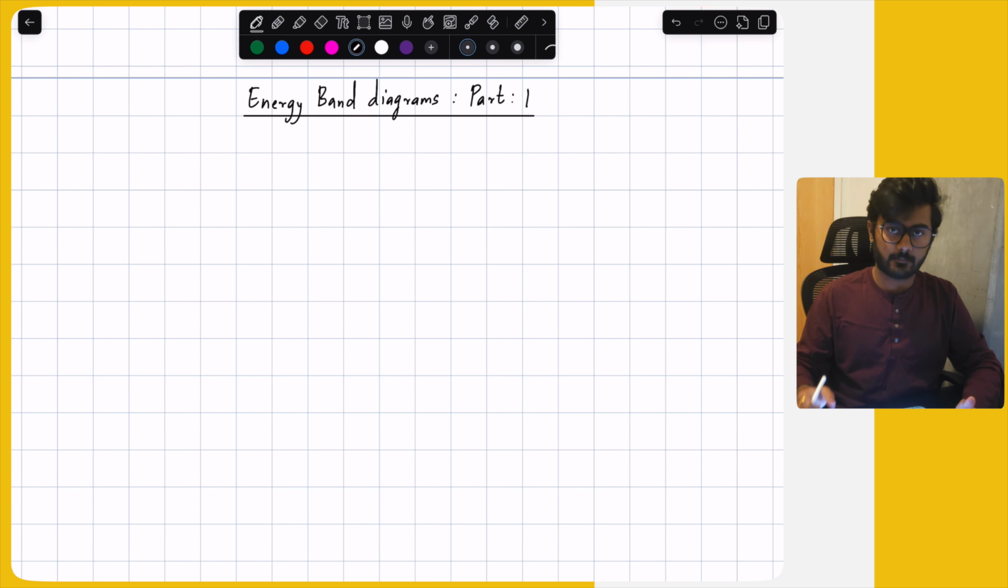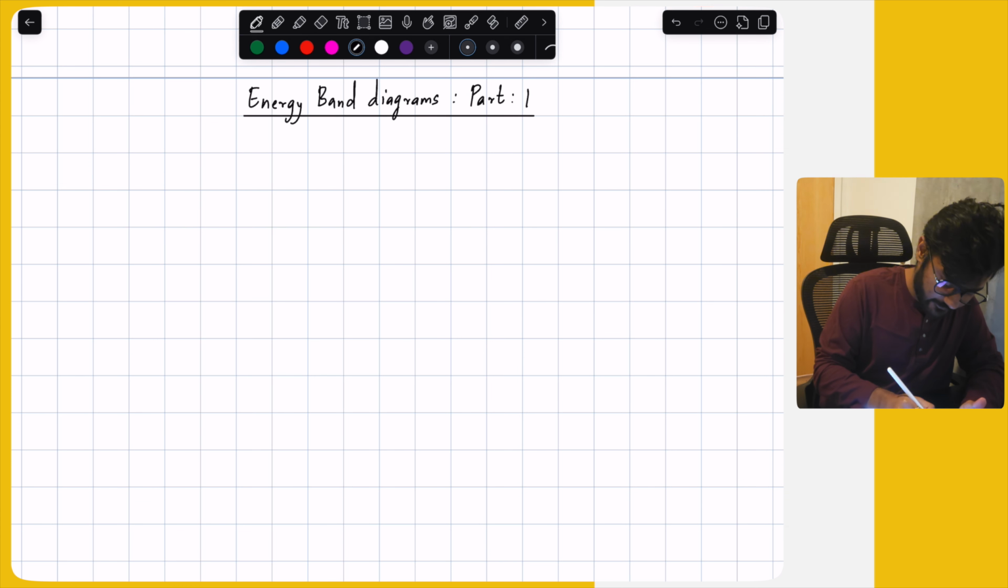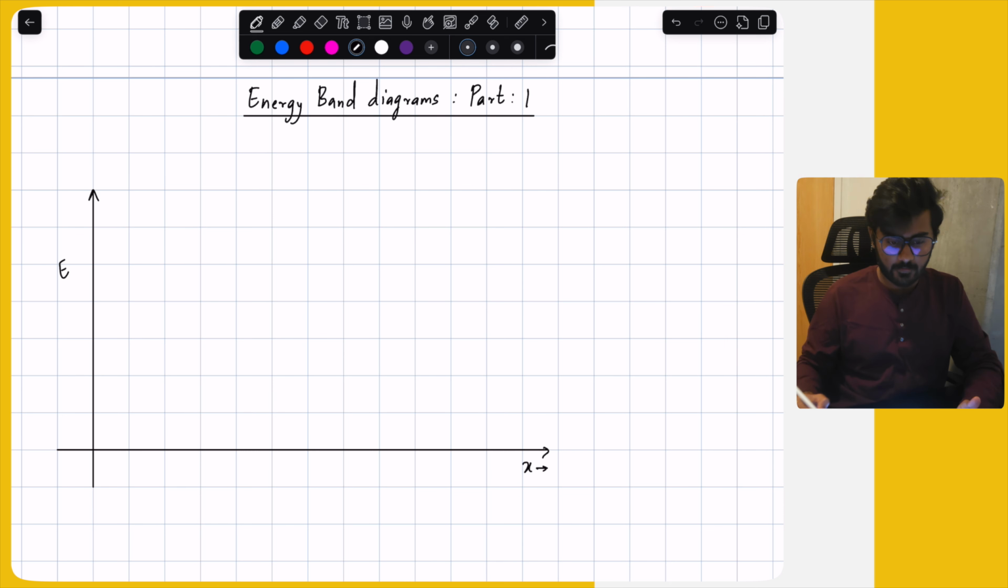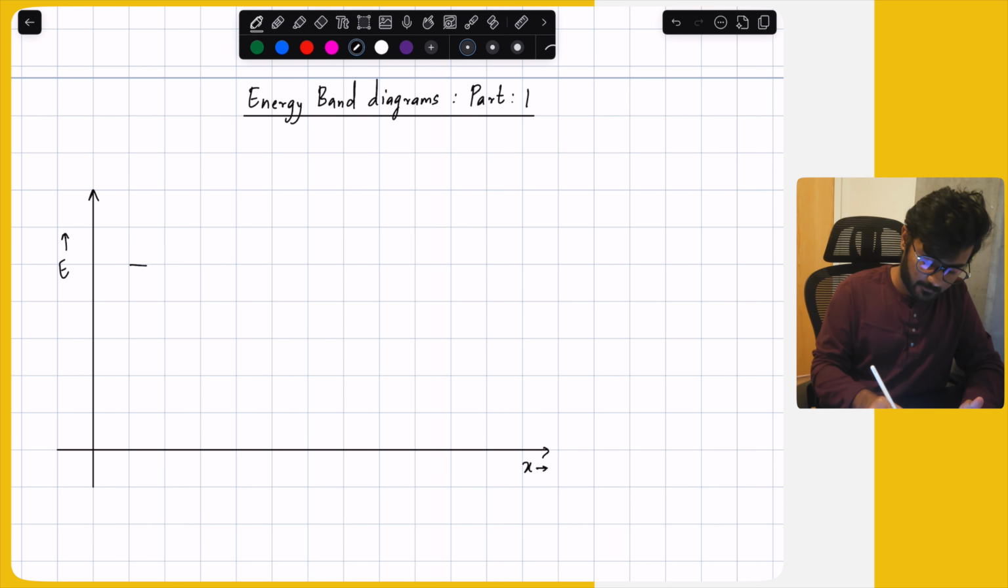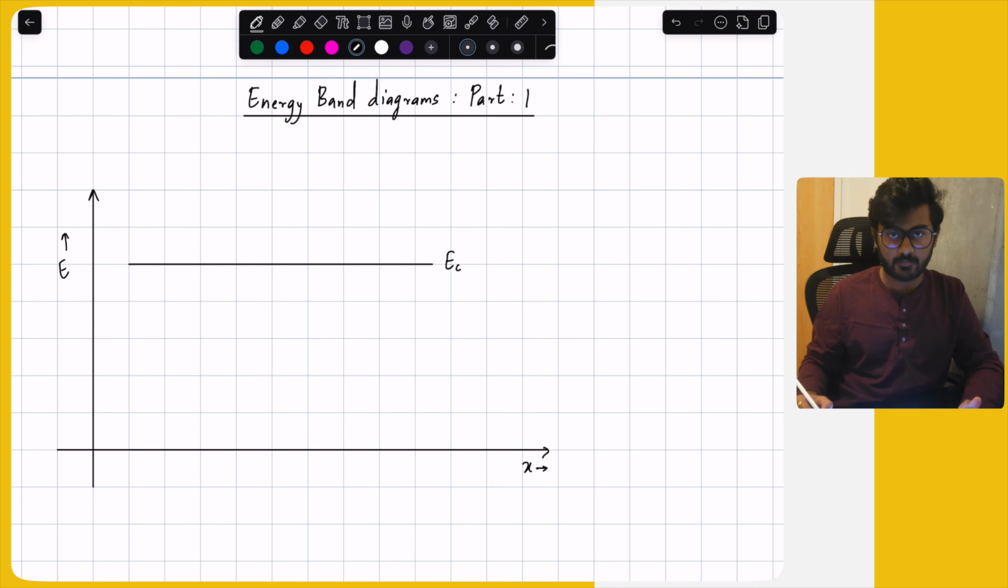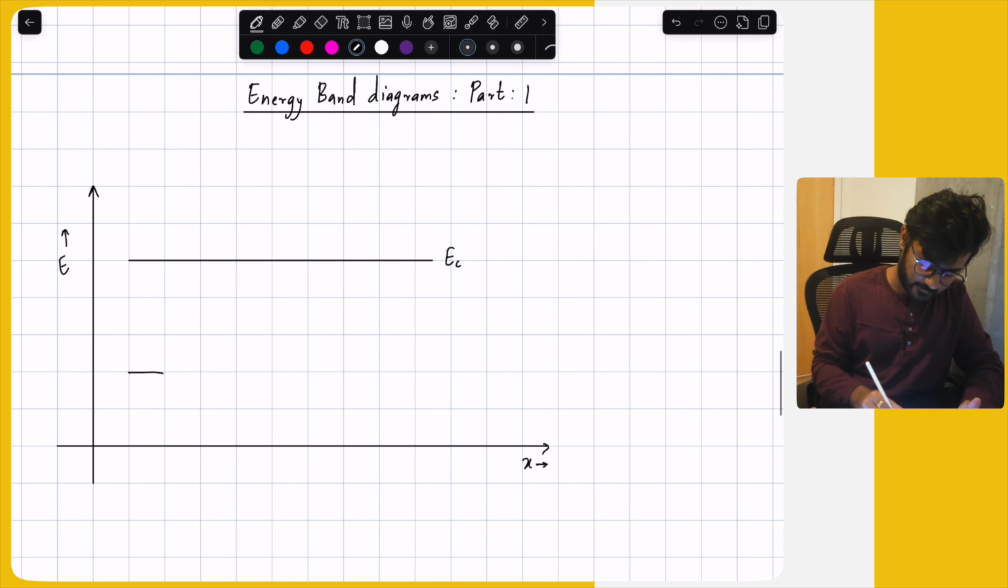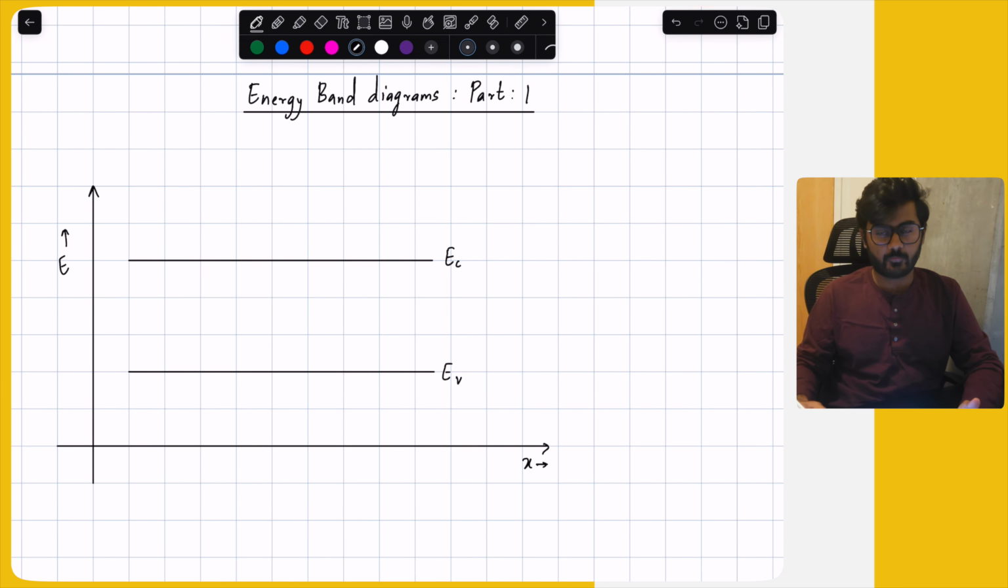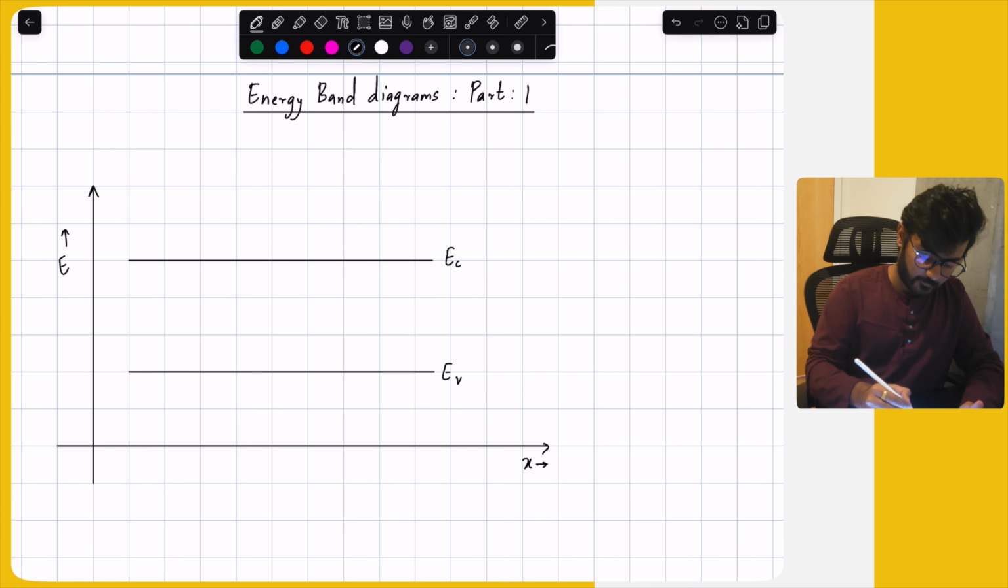These are nothing but a plot of electrostatic potential energy versus distance. In particular, we are concerned about two energy levels. The first one is the bottom of the conduction band, which is denoted by EC, and the other one is the top of the valence band, which is denoted by EV. Apart from these two energy levels, we draw one more thing that is called the Fermi energy level. This is denoted by EF.